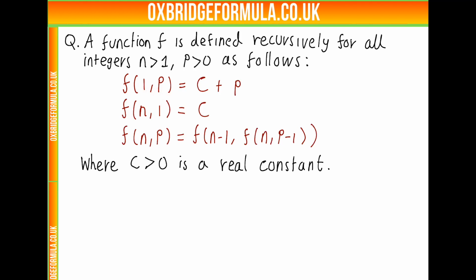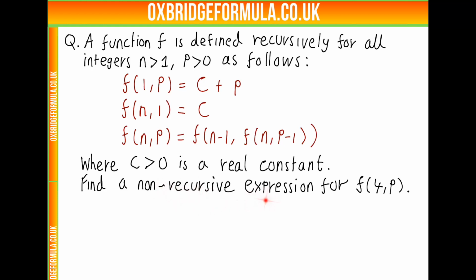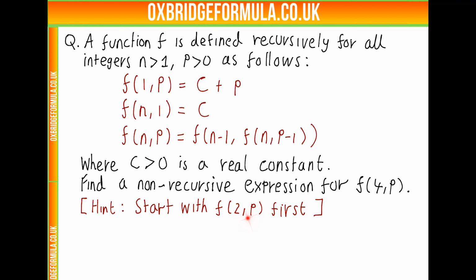f(1, p) is equal to c plus p, f(n, 1) is equal to c, and f(n, p) is equal to f(n minus 1, f(n, p minus 1)). And we're told in this description that c greater than 0 is a real constant. Given all this, we're asked to find a non-recursive expression for f(4, p). I'm actually given a hint in this question as well. We're told to first look at the case of f(2, p) and proceed with that first.